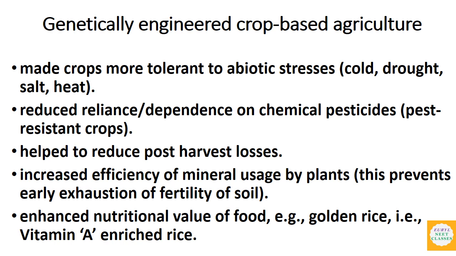So what is the specialty of the genetically engineered plants? These crops are more tolerant to abiotic stress, like cold, drought, salt and heat conditions. They can survive these stress conditions. Till they get favorable conditions, they can withstand the stress. The genetically engineered plants reduce dependence on chemical pesticides and help to reduce post-harvest losses. They also give increased efficiency of mineral usage by plants, and enhanced nutritional value of the food.